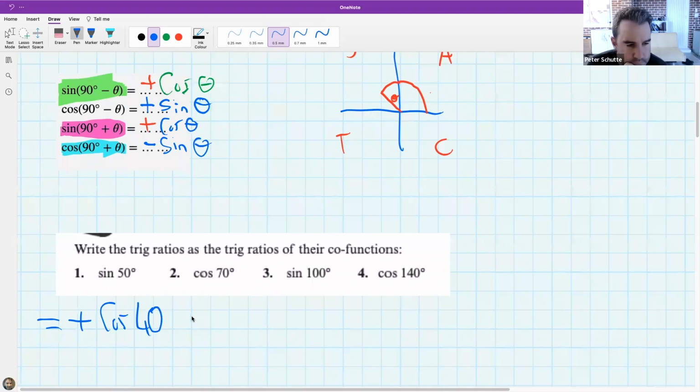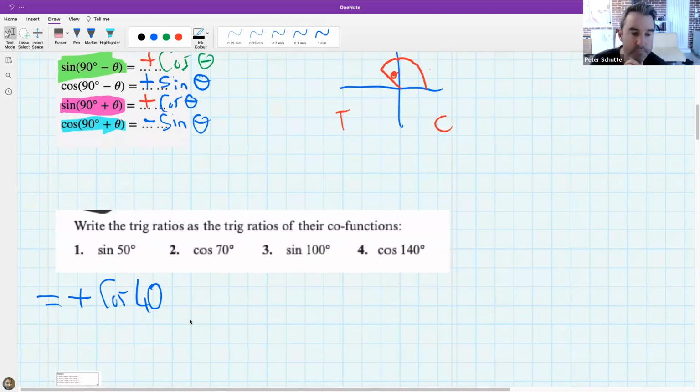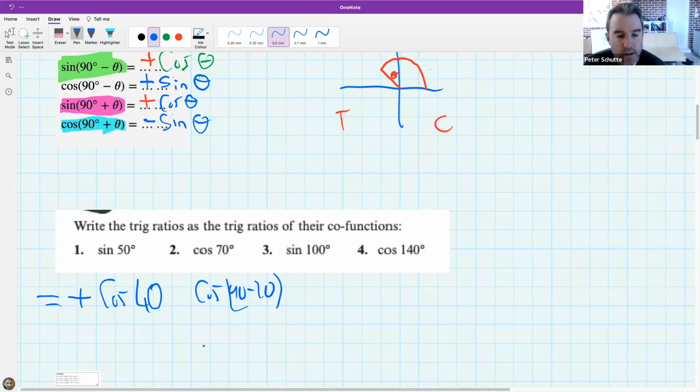So since it's cos 70, I would say cos open bracket 90 minus 20 degrees, because that bracket gives me 70 degrees. Then because it's our co-functions, we need to change it to sine 20. I would agree with you. It's plus sine 20. Absolutely. Plus sine 20. Well done.